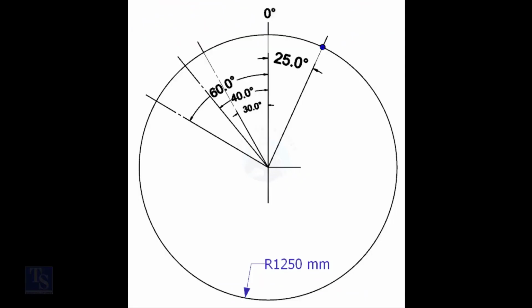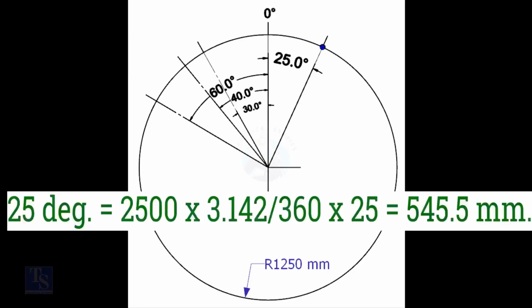Mark the 0-degree line. As per the drawing, 0 degree is rotated 25 degree anti-clockwise from the center of the weld joint. We have the including degree and the diameter of the tank. Let us calculate the arc length. Arc length for 25 degree is equal to outer diameter into 3.142 divided by 360 into 25, which is equal to 545.5 millimeters.